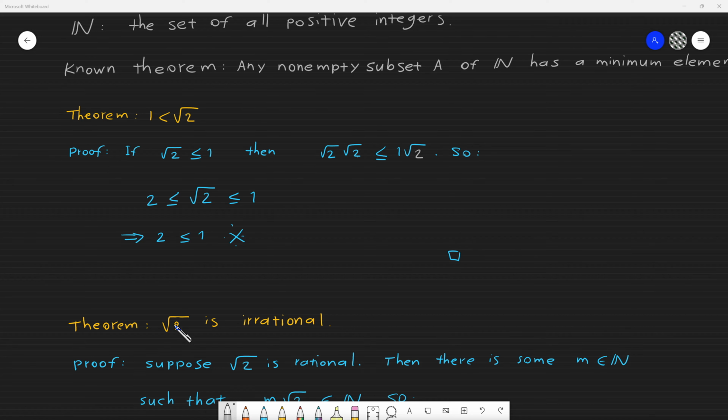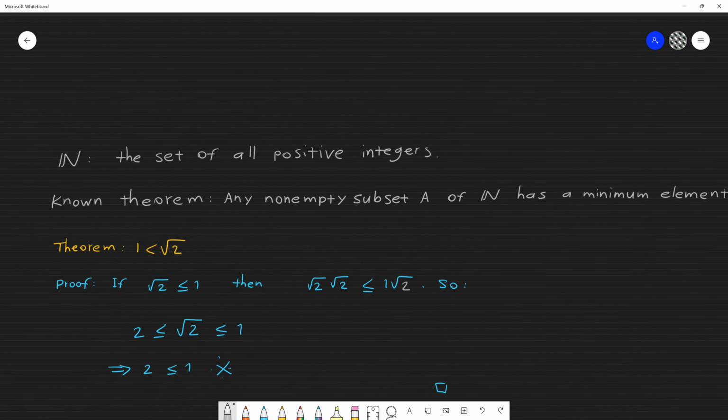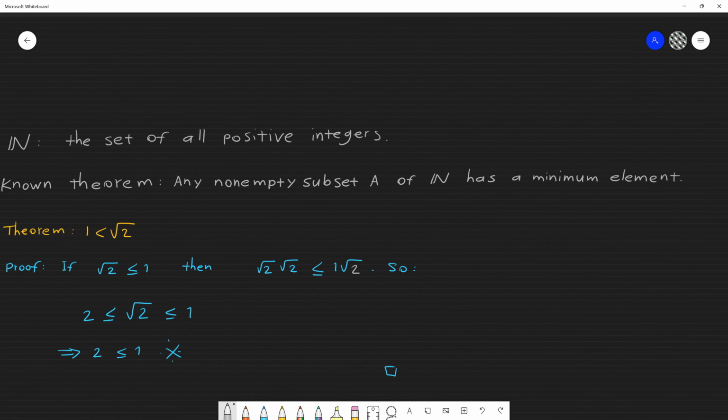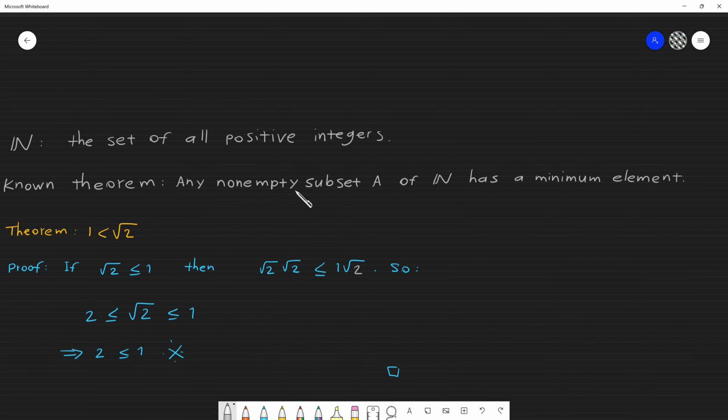Hi, in this video I'm going to prove that the square root of 2 is irrational. Let's start. This symbol is the set of all positive integers. We have a known theorem that we are going to use: any non-empty subset A of N has a minimum element.